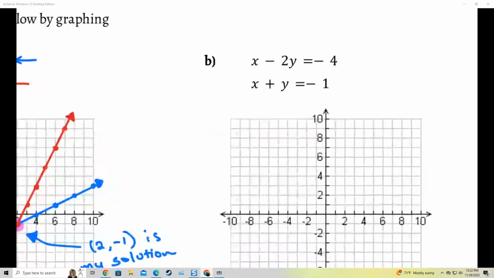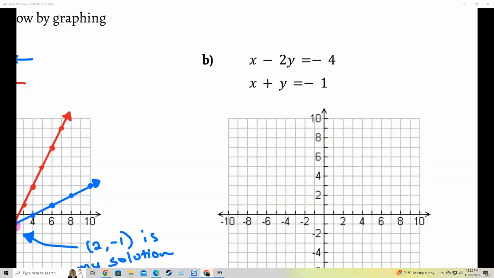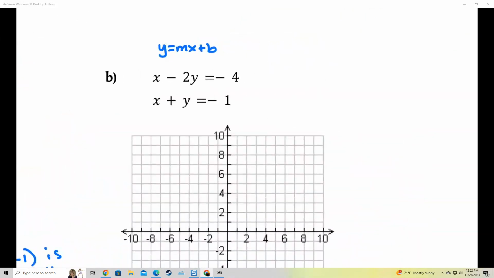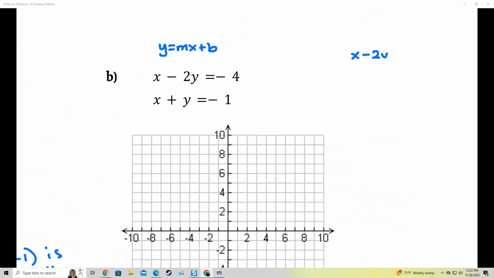Unfortunately, on the next one, they're making us do a lot of work because I can't graph that since it's not in slope-intercept form. Remember, to get it in slope-intercept form, you want to make it look like y equals mx plus b, which means you need to isolate the y. So let me go ahead and isolate that y. On the first one, I'm going to write x minus 2y equals negative 4.